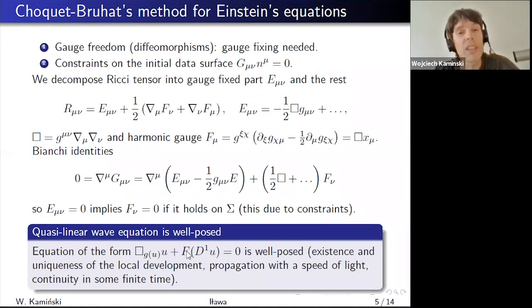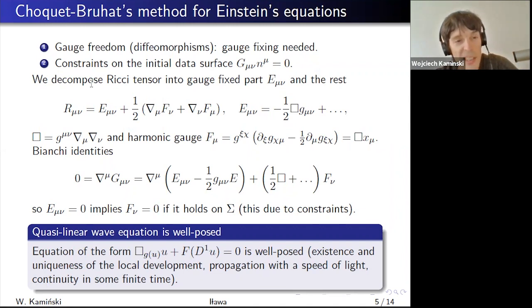However, it might be well posed in a specific gauge. So suppose that we're looking for the Ricci tensor. That's why we need some gauge fixing, and this is one thing. And the second thing, of course, we need the constraints. So initial data is not completely free, but we need to impose some additional constraints.